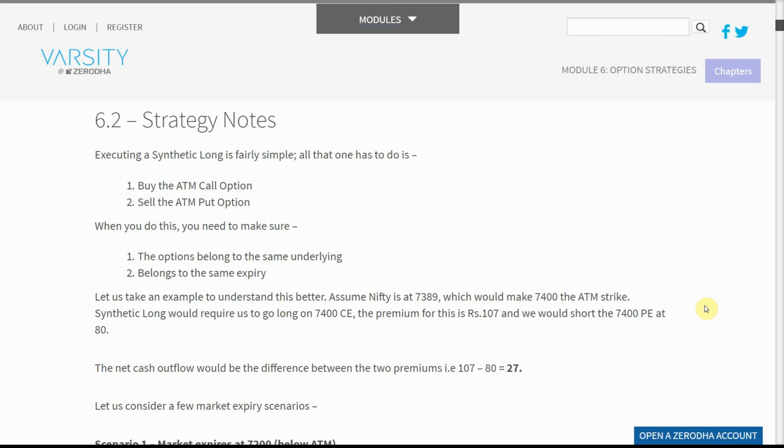Assume Nifty is at 7,389, which would make 7,400 the ATM strike. Synthetic long would require us to go long on 7,400 CE. The premium for this is 107 rupees, and we would short the 7,400 PE at 80. The net cash outflow would be the difference between the two premiums, i.e. 107 minus 80 equals 27. Let us consider a few market expiry scenarios.